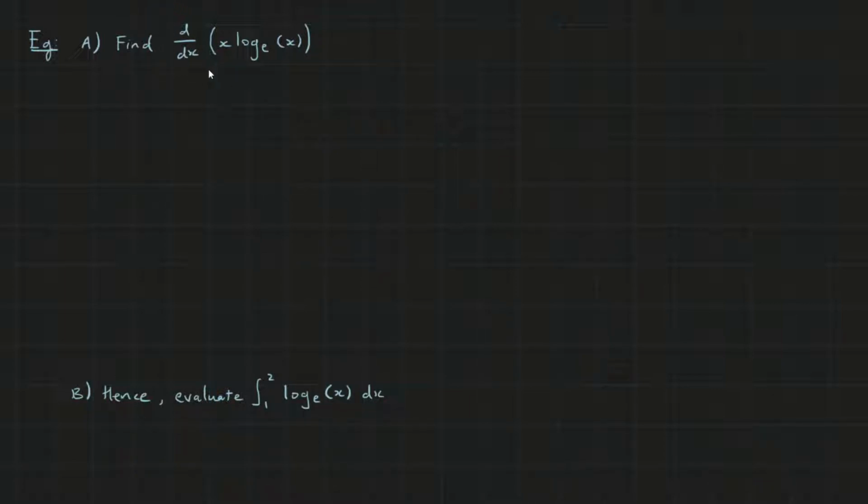So let's look at part A first and evaluate the derivative of x times log e x. We should recall from differentiation that we can use the product rule for this question. So what I do is I write our equation, x log e x, as u multiplied by v. So u is equal to x, v is equal to log base e of x. u dashed, the derivative of u, is just 1, v dash is equal to 1 over x.